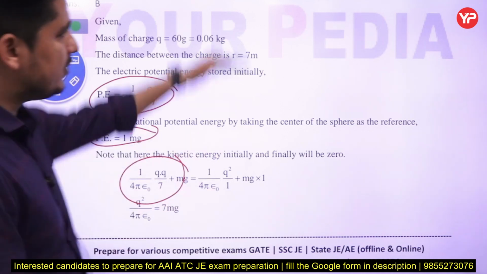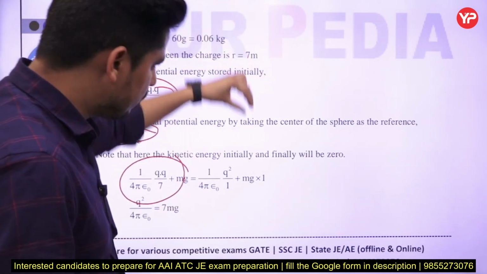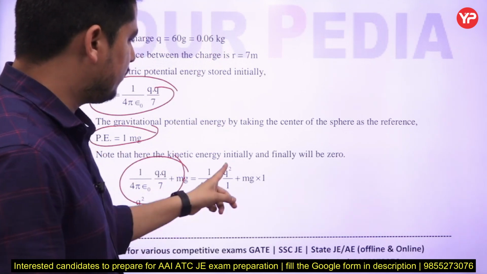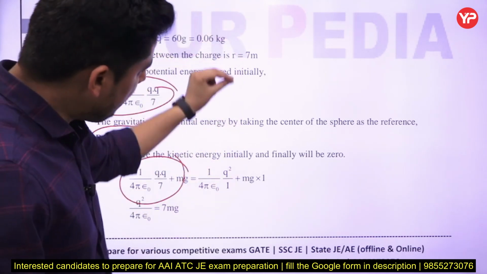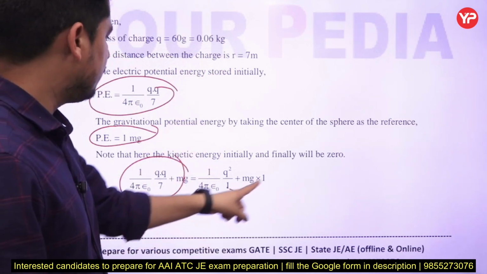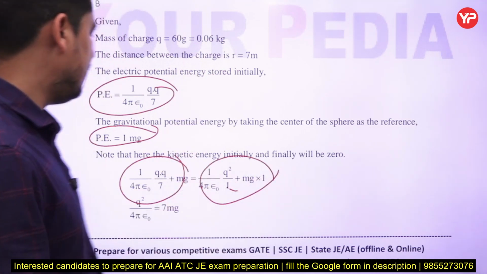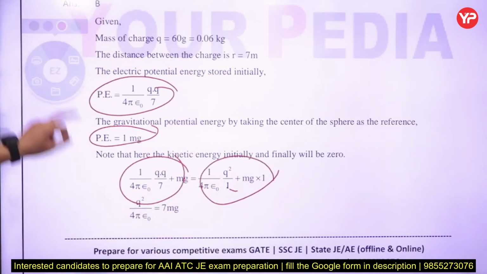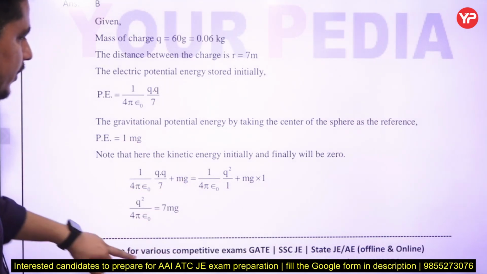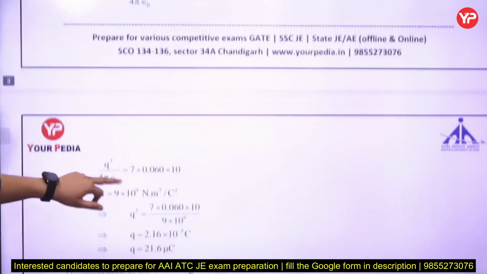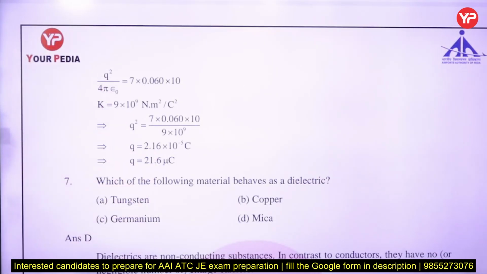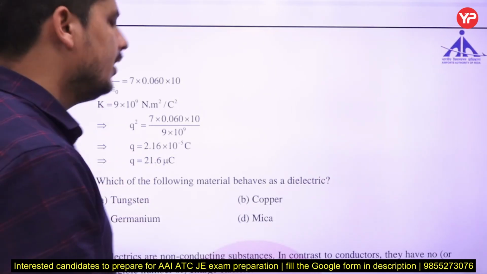potential energy. When the mass goes down, just before it comes into contact, the potential energy will be 1 upon 4 pi epsilon naught Q squared upon R, where R becomes 1 because the distance between the centers becomes 1. We equate these and calculate Q, so Q squared upon 4 pi epsilon naught becomes 7 mg, and when you solve this equation, the value of Q is going to be 21.6 microcoulomb.